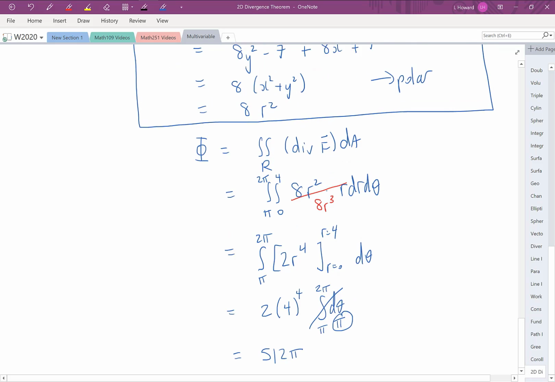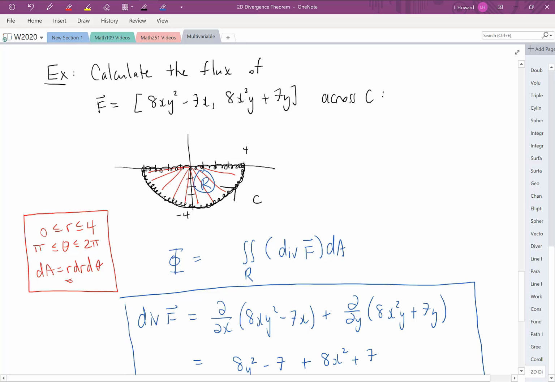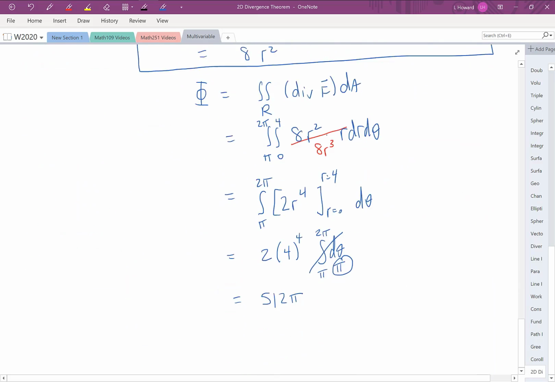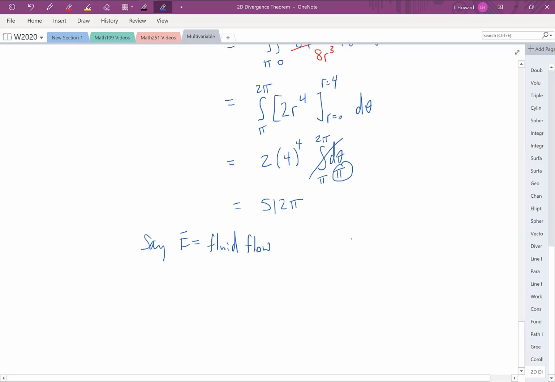So let's look back at the question for a second. We're calculating the flux of this vector field across C. We don't know for sure from the context that this is a fluid flow, but that's the typical sort of context that you would be doing this in. So if F were a fluid flow, then this flux phi would be in kilograms per second. So you'd have 512 pi kilograms per second as your rate at which mass is flowing out across C.